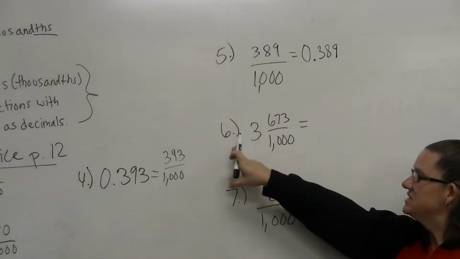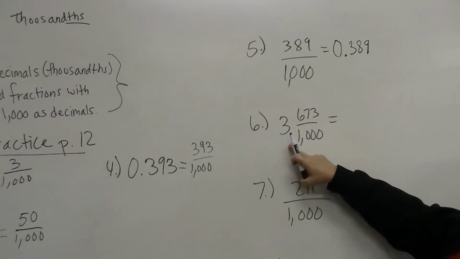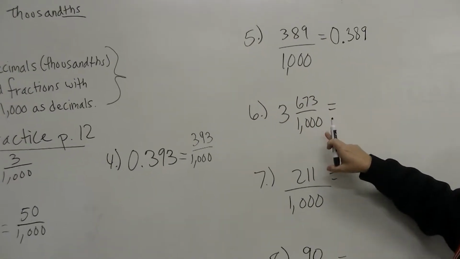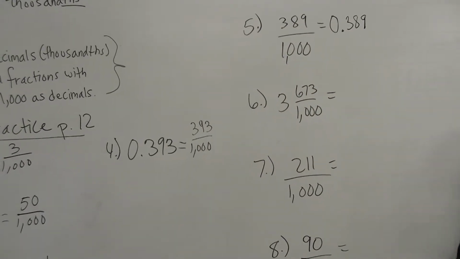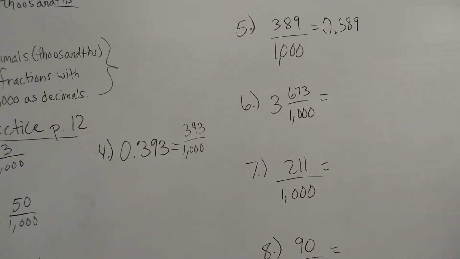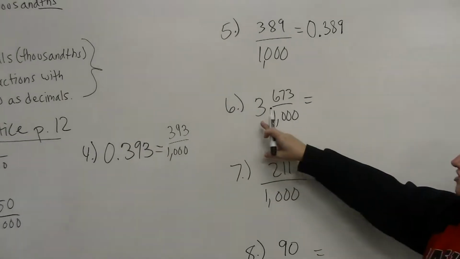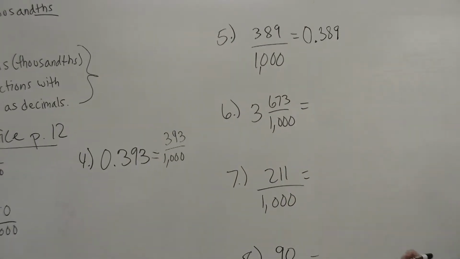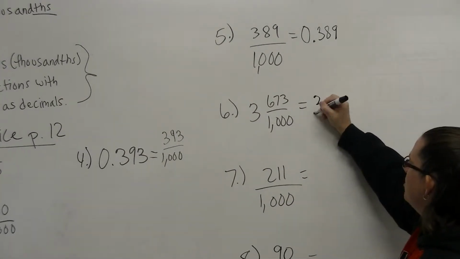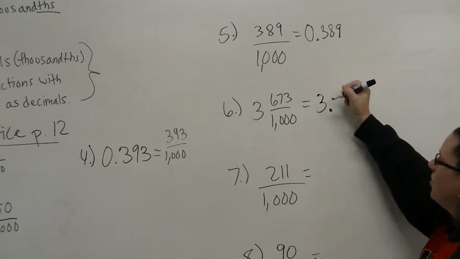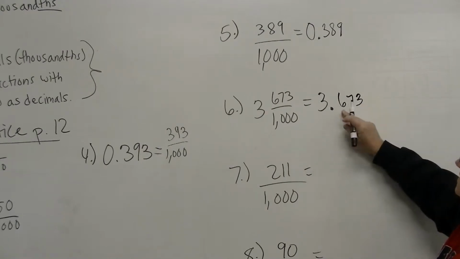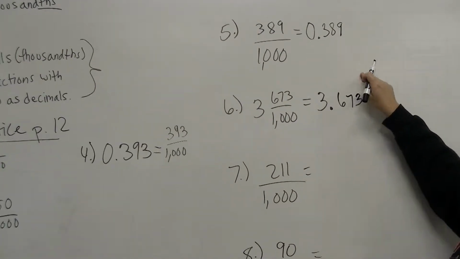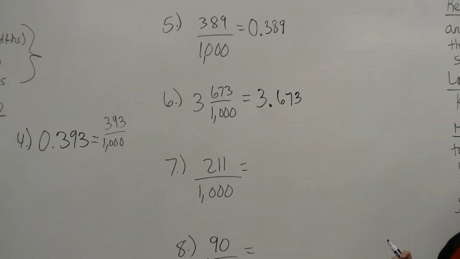Next one, number 6. Please put 3 and 673 thousandths. You will see this is a mixed number, so I'm going to write it a little different than the last one. I have to start with my 3 because it's a what? Yes, a whole number. So we put our whole number first, then our decimal point, and then I have 3 digits here for the 3 place values. 673, 3 is in the thousands place, so I know I'm on track.